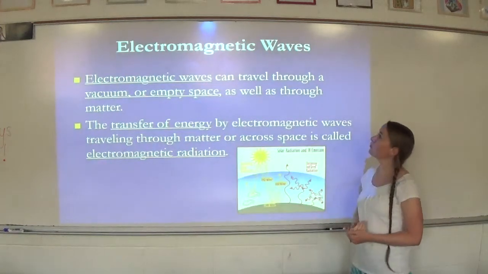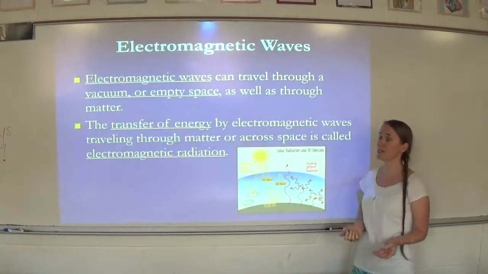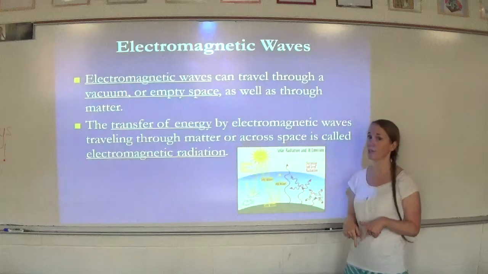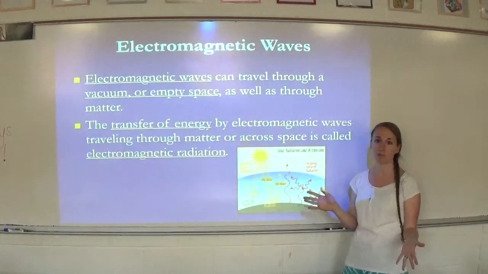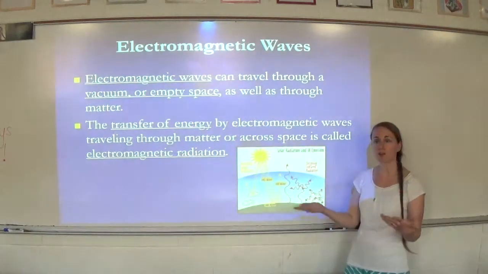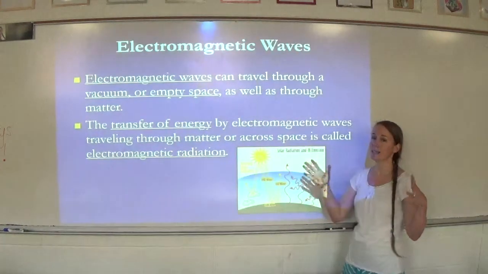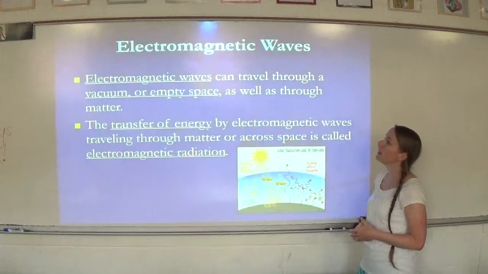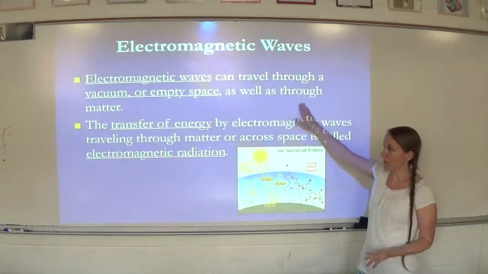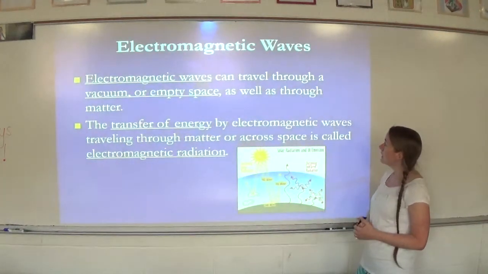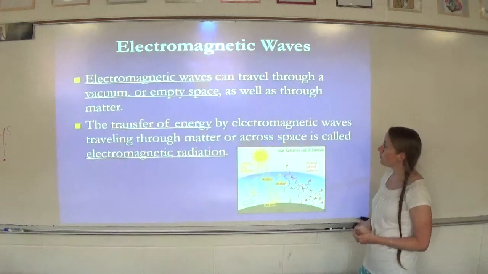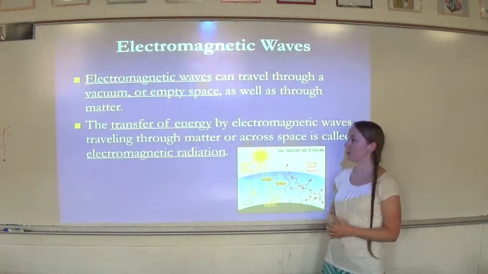So electromagnetic waves can travel through a vacuum or empty space. That's the difference from the mechanical waves that we already discussed. They needed a medium to pass through, like a solid or water or air or something like that. Electromagnetic waves can travel through anything or nothing, like empty space. But they can also travel through matter. The transfer of energy by electromagnetic waves traveling through matter or across space is called electromagnetic radiation.